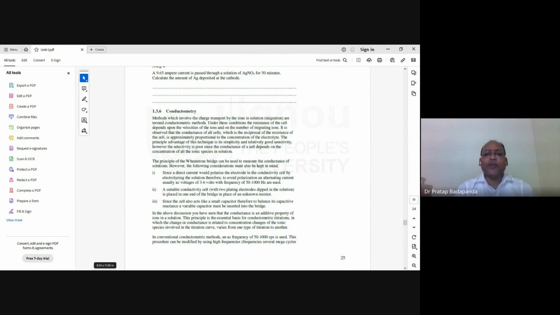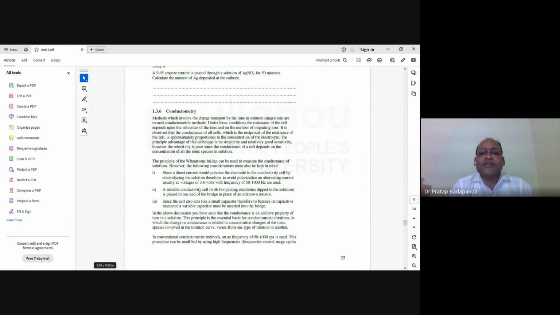Then we go to conductometry. Methods which involve the charge transport by ions in a solution are termed conductometry. So here the charge will be moved. Charge means one species may have a positive charge or a negative charge. If it is positive charge, it is a cation. If negative charge, it is an anion. On the basis of that, the ion is migrated, and that will be calculated.